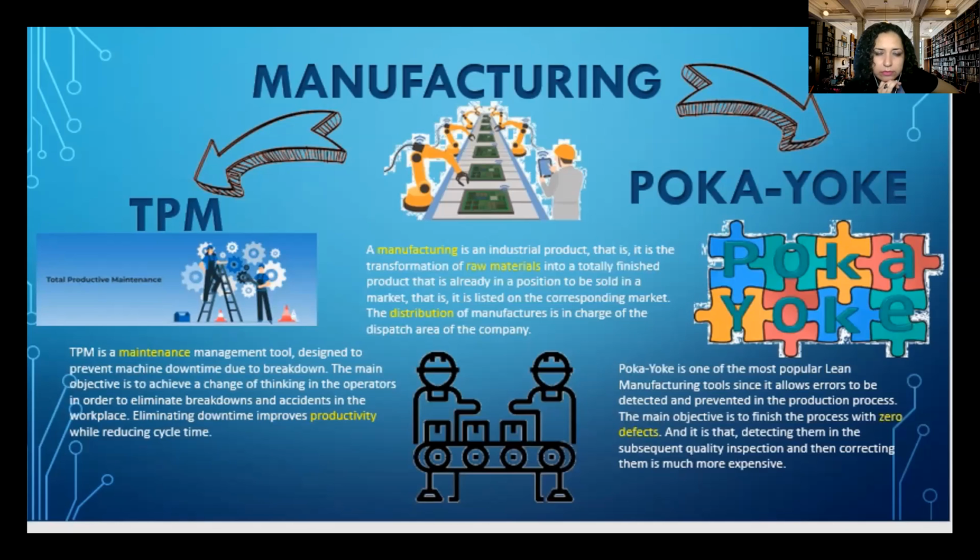As a second example is Pokayoke. The Pokayoke is one of the most popular lean manufacturing tools, since it allows detecting and preventing error in the production process. The main objective is to finish the process with zero defects, and it's the detecting team in the subsequent quality inspection and the correcting team in much more expensive.